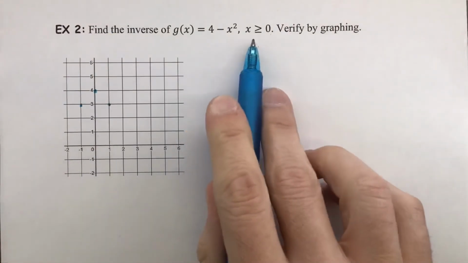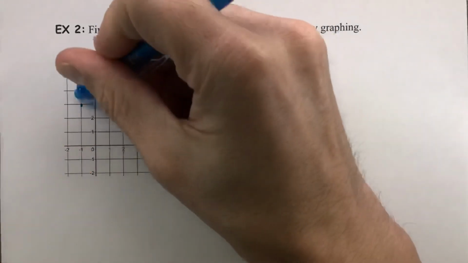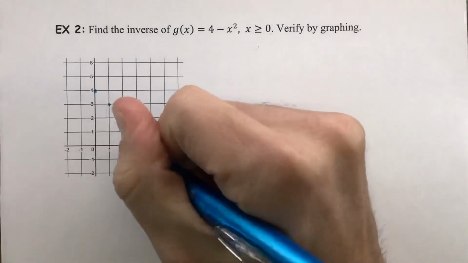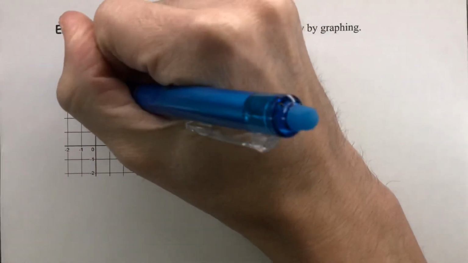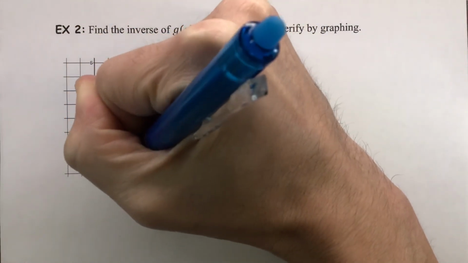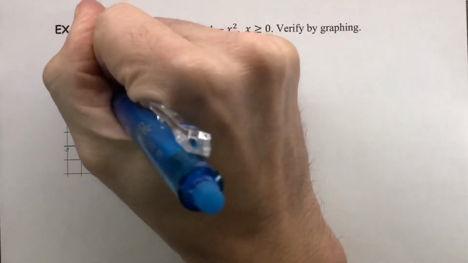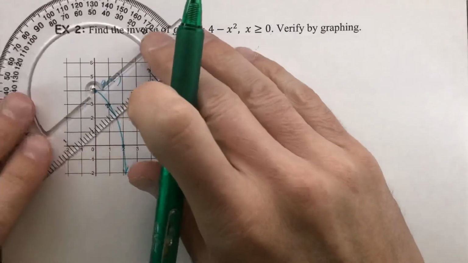But because we've got a restricted domain where x is only going to be positive or 0, that isn't going to be part of it. All right, the next point beyond there is going to be here. All right, so that's g of x. The inverse of this will end up being the reflection across y equals x. So let's add that in.